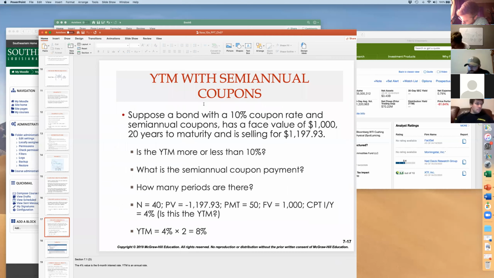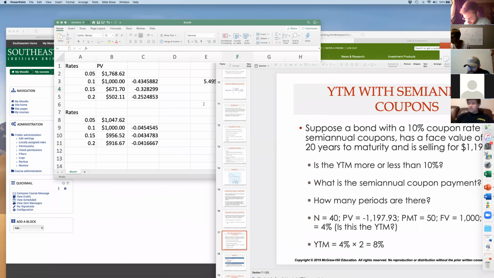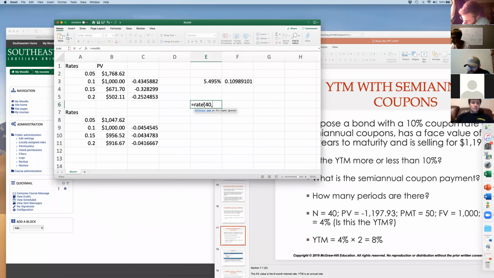So I'm just going to hit equal rate. The number of periods now is 40. The payment is $50 per 6 months. The price today is $1197.93. And the future value is a lump sum of $1,000. Now the rate that we're going to be getting here is going to be a semi-annual rate.